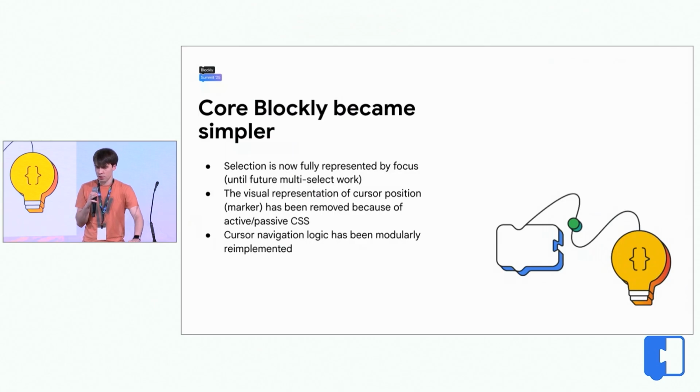The cursor that Christopher was talking about also has gotten a lot simpler. We no longer need to have a visual representation of where the user is on the screen because we can just use focus. And work that Aaron has done has also moved navigation logic out of the cursor. So that entire construct that existed previously for keyboard navigation doesn't need to exist anymore, and actually won't eventually.